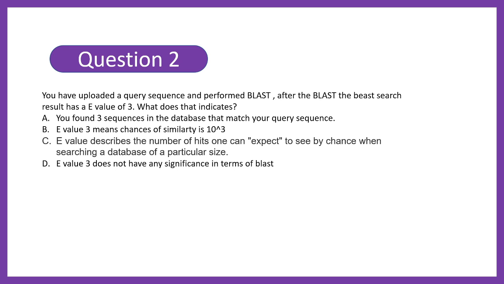E value 3 means chances of similarity is 10 to the power 3. E value describes the number of hits that one can expect to see by chance when searching a database of a particular size. E value does not have any significance in terms of Blast. So E value or expect value is a very important parameter in Blast, and the correct option is option C.